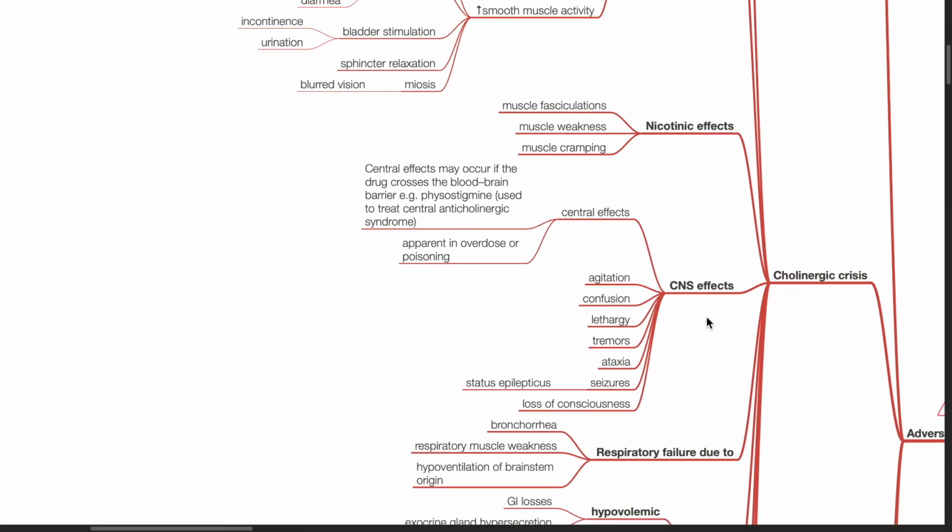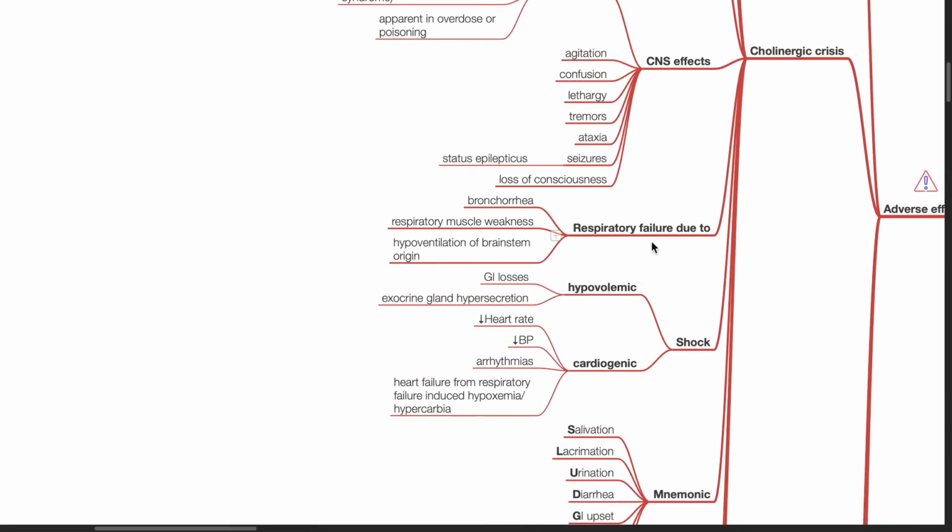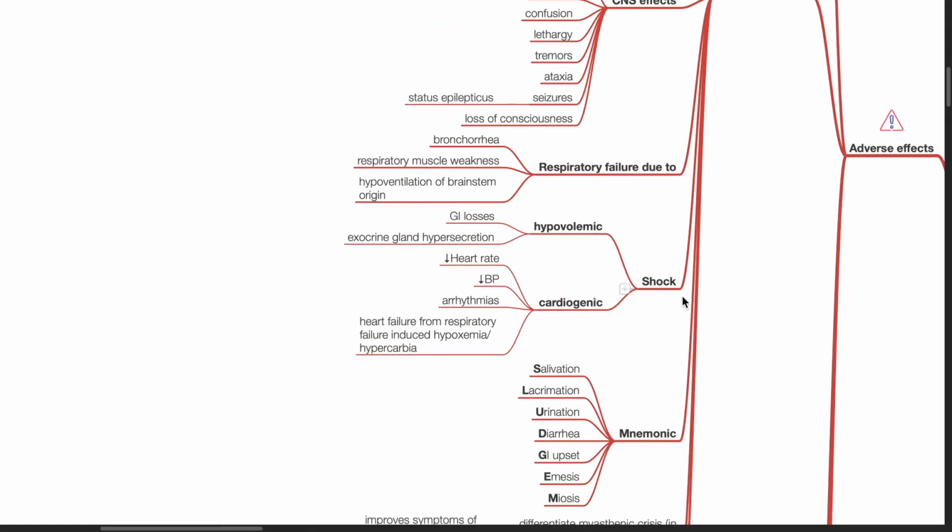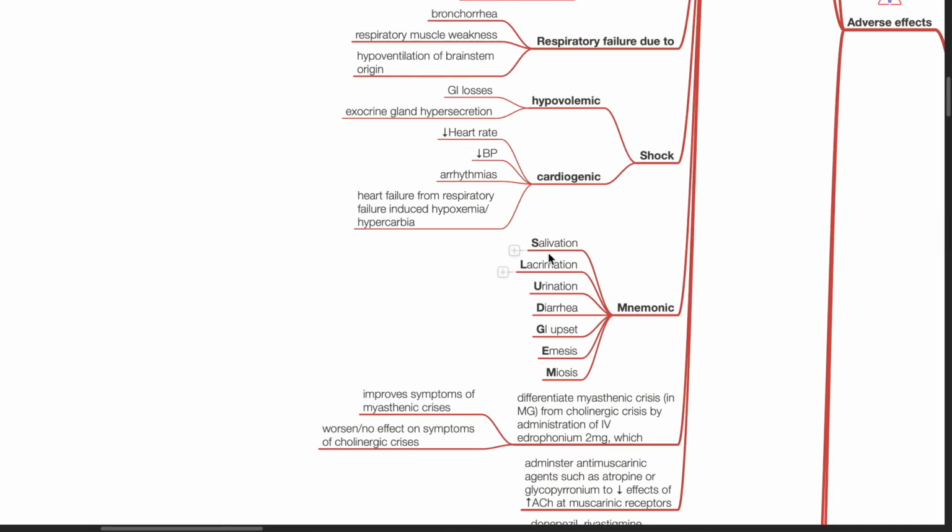which are discussed earlier. Respiratory failure occurs due to bronchorrhea, respiratory muscle weakness, and hypoventilation of brainstem origin. Shock can occur due to hypovolemic causes such as GI losses and exocrine gland hypersecretion. Cardiogenic shock can occur due to bradycardia, hypotension, arrhythmias, and heart failure from respiratory failure-induced hypoxemia and hypercarbia. A useful mnemonic is SLUDGE-M, which stands for salivation, lacrimation, urination, diarrhea, GI upset, emesis, and miosis.